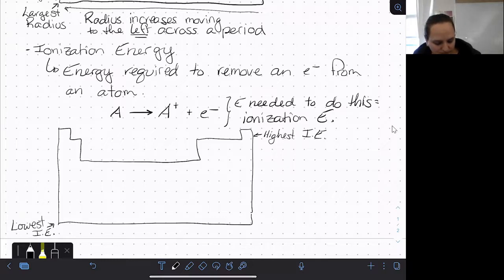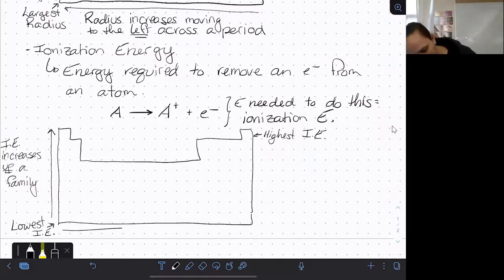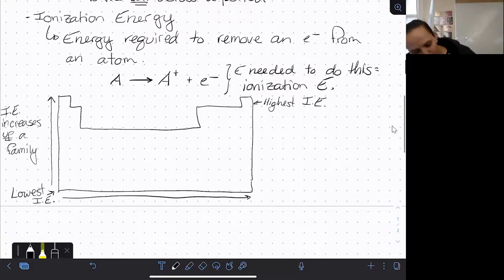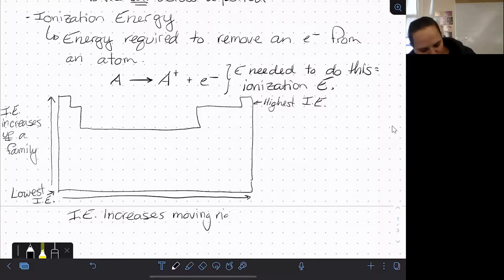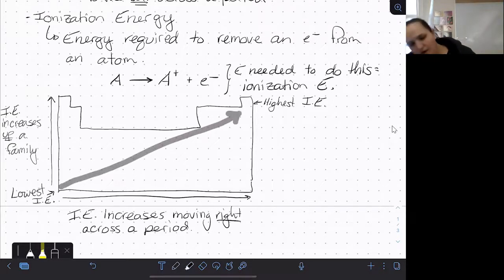So as we move up a family on the periodic table, ionization energy increases. And as we move to the right, it increases as well. So we're always increasing as we move upwards towards helium.